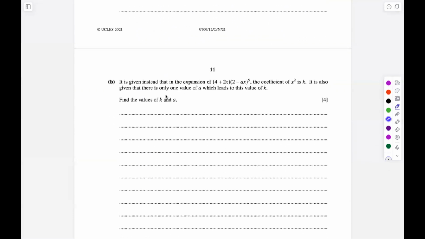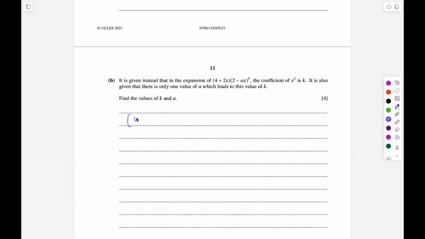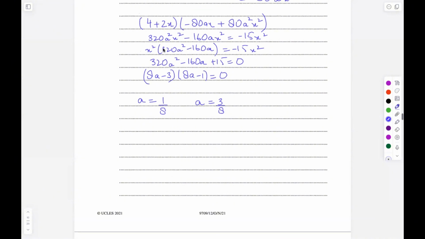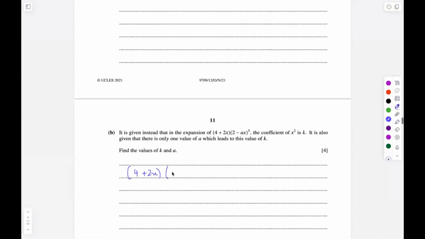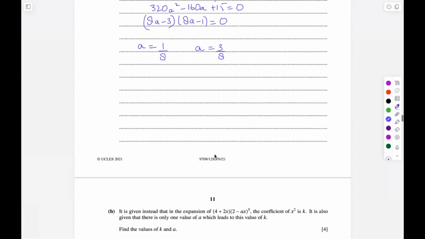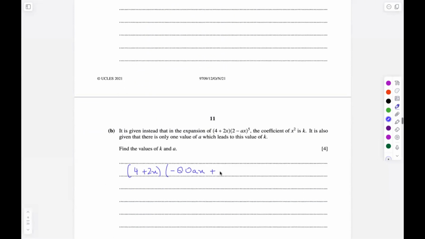In part B, it says that it is given instead that in the expansion of 4 plus 2x and 2 minus ax to the power 5, the coefficient of x squared is k. It is also given that there is only one value of a which leads to this value of k. We have to find the values of k and a. Now we already have the expansion for 2 minus ax. The two terms were minus 80ax and the x squared term was 80a squared x squared.